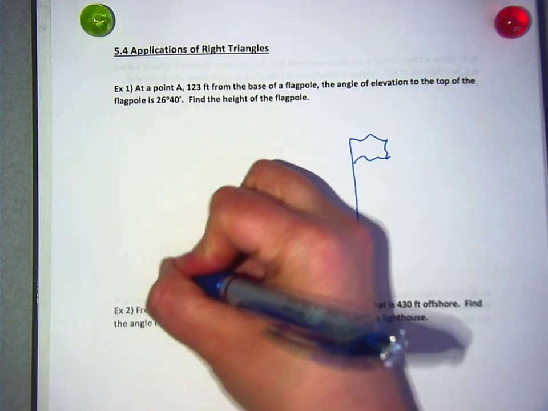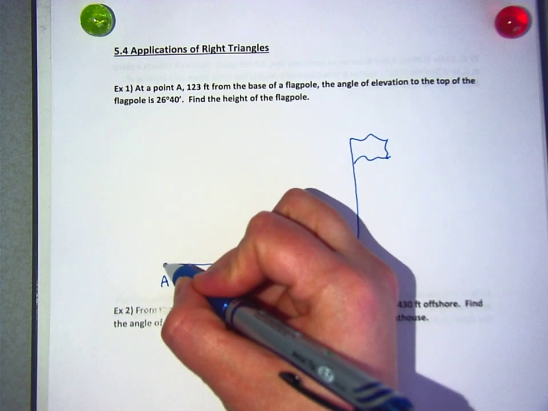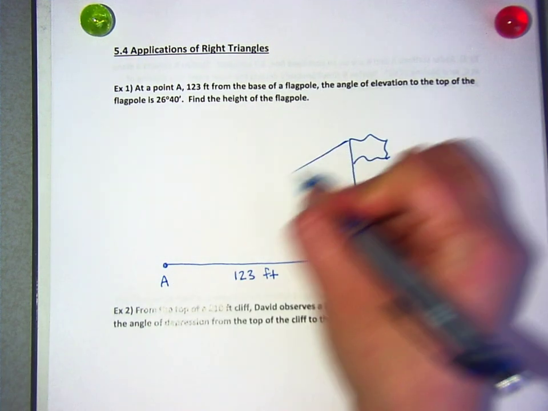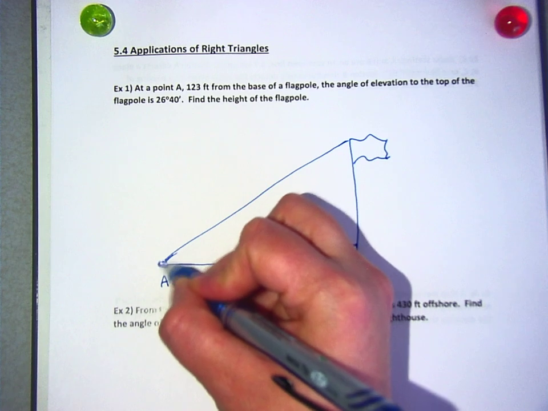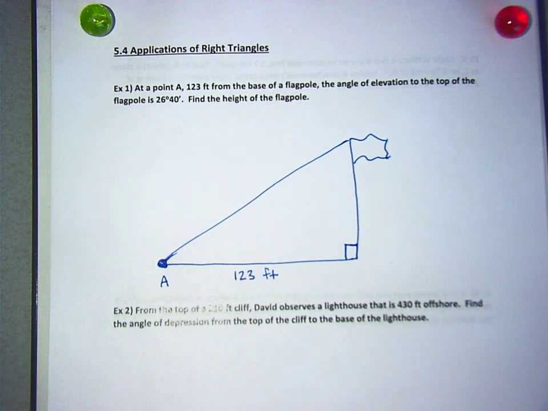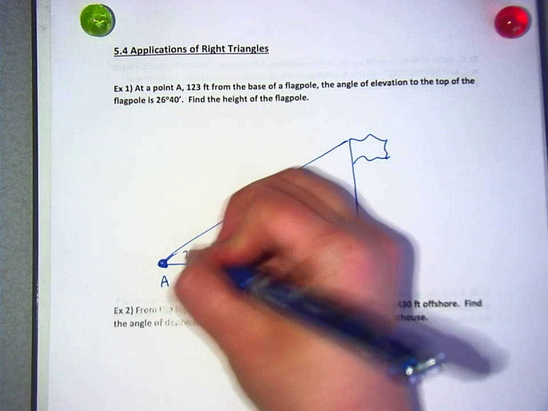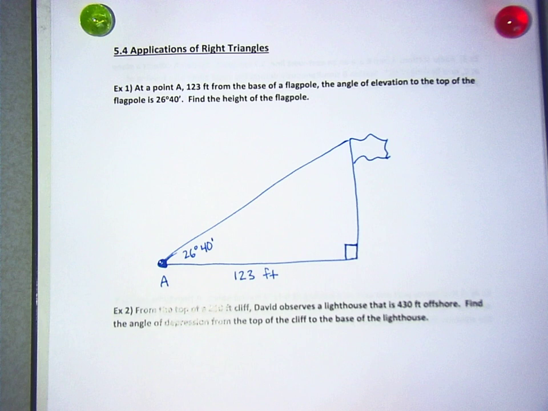And this must be point A. The angle of elevation to the top of the flagpole. Sometimes you just got to make that point A a little bigger to make your drawing work. This is 26 degrees and 40 minutes. Find the height of the flagpole.